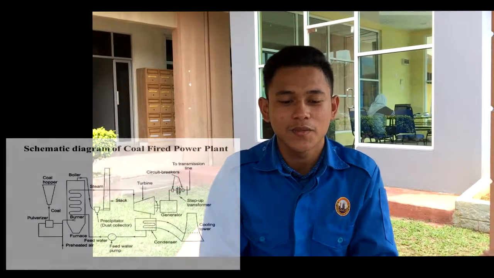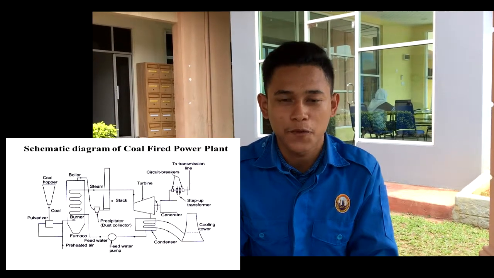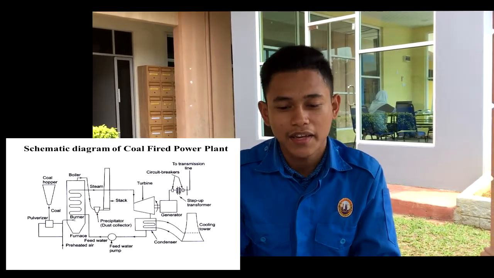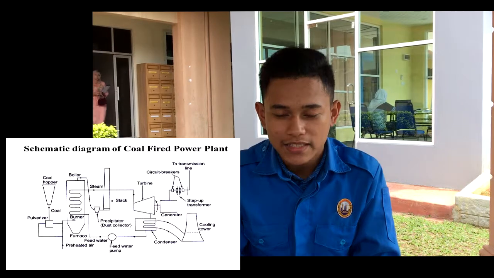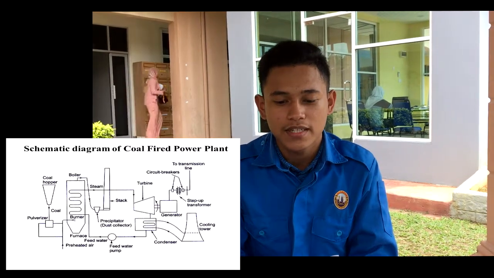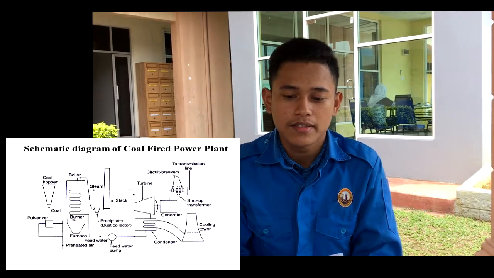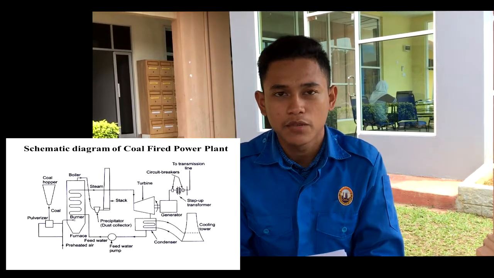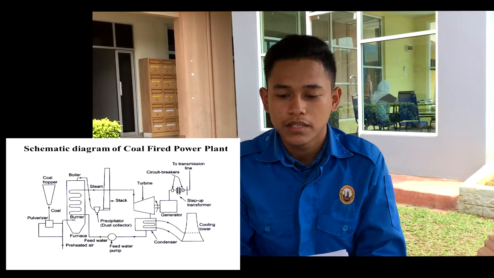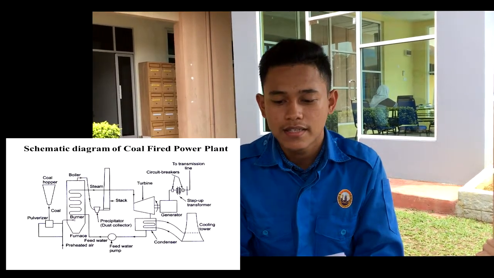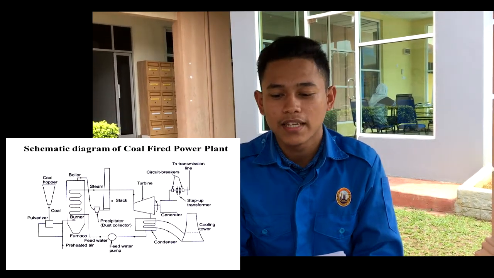Firstly, chemical energy is converted to heat energy by combustion of fuel in the boiler, and then the heat energy converts the water to high pressure and high temperature steam in the boiler. Then the steam that is produced is admitted to the turbine through a pipe. A generator is coupled to the turbine, where mechanical energy is converted to electrical energy.